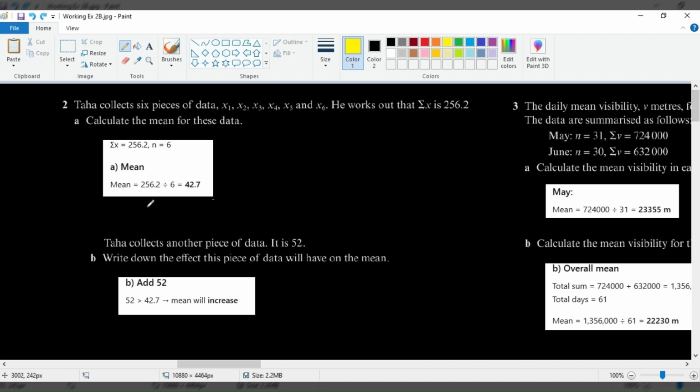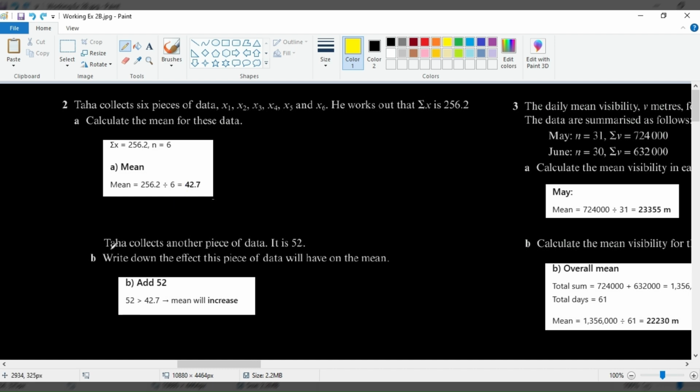Next comes question number 2. It says Taha collects 6 pieces of data, x1, x2, x3, x4, and likewise, and he works out that the sum of x is 256.2. You need to find out the mean. So you know very well that when we need to find out the mean, we divide by the number of values. There are 6 different values, and 256.2 when divided by 6 gives us 42.7. So this is going to be the mean.